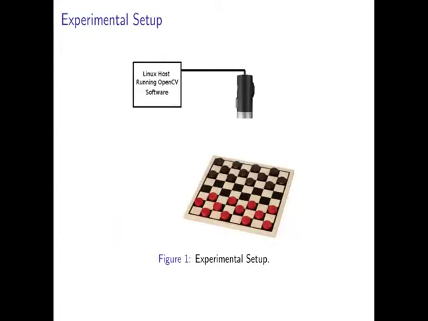So here's my experimental setup. There's a Linux host, which is running some OpenCV software written by me in C++. There's a camera, which is pointing directly at the board, which is piping data to that Linux host. And then there's a checkerboard, pretty straightforward.